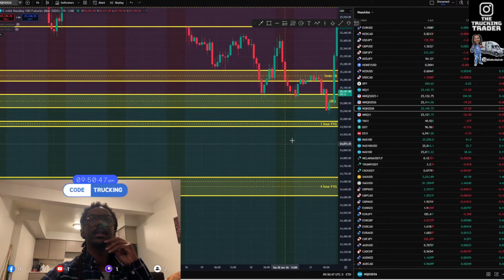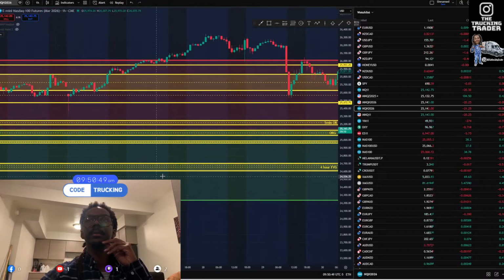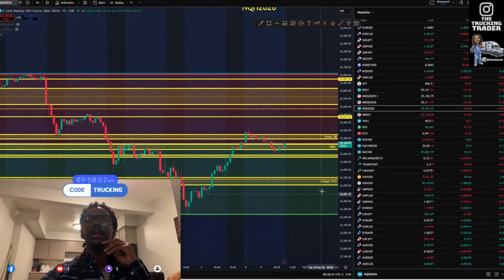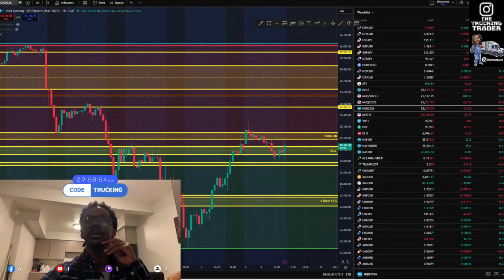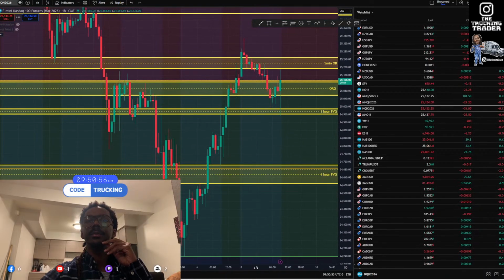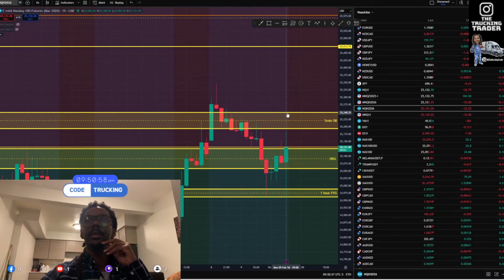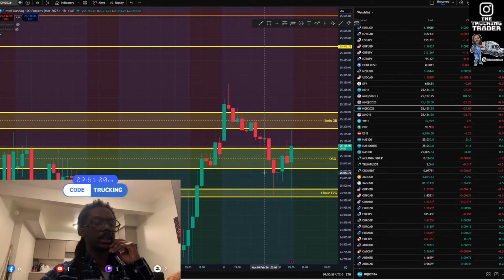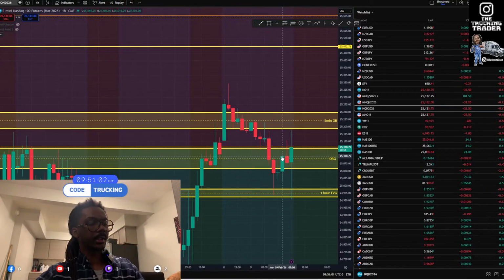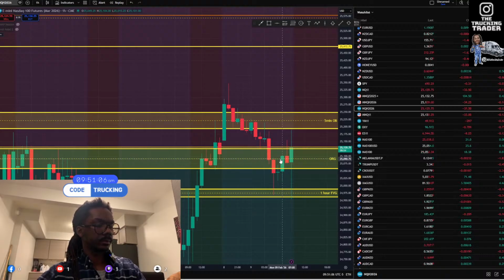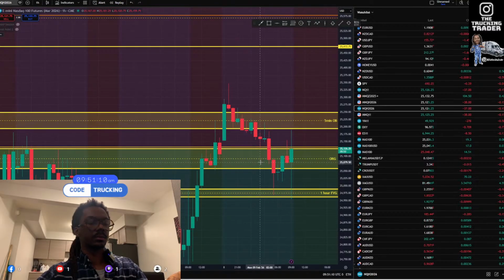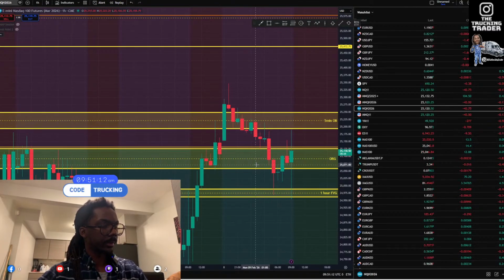But let me go back and look at the 1 hour time frame, because that is the time frame we really want to be aware of when we're waiting for the first 30 minutes of the day, right? Because this is how you can avoid getting chopped up in the market. Right, and we want to avoid getting chopped up, especially on a Monday.